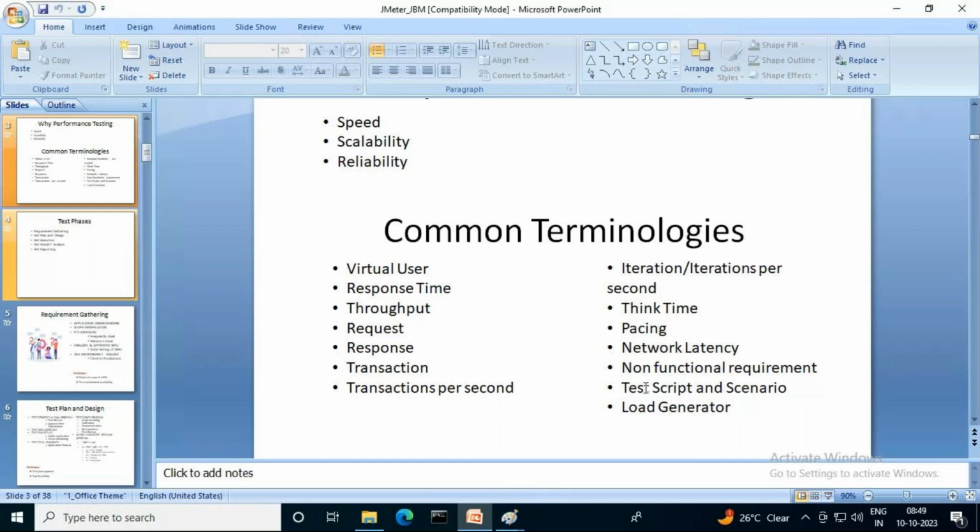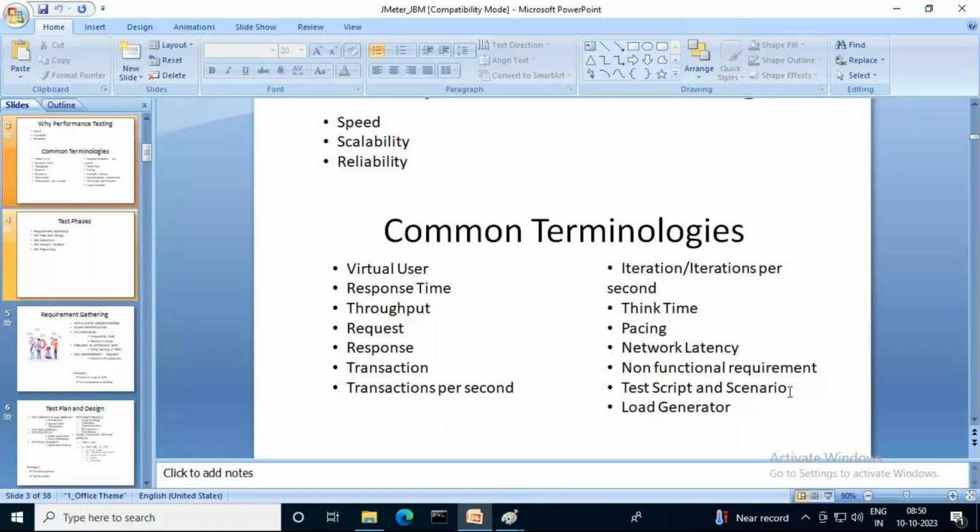But when we say test scenario in performance testing, it is basically how we are going to test: what is our workload profile, how many users, what is my ramp up, what is my steady state, what is my ramp down. So this test scenario is otherwise the test execution scenario, which we are going to discuss during our test execution.